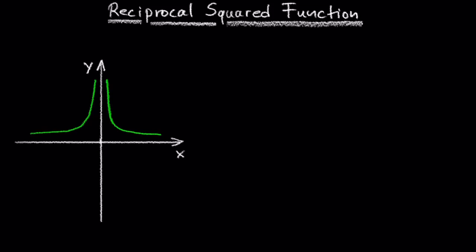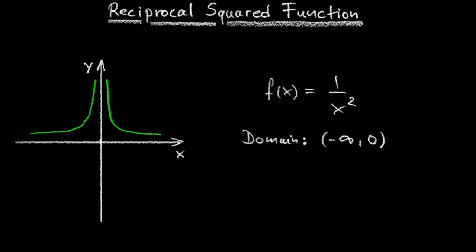What is the domain and range of the reciprocal squared function f of x equals 1 over x squared? If x is 0, then x squared is also 0. But we cannot divide by 0, so we must exclude 0 from the domain. So the domain of this function is all real numbers from 0 to negative infinity, and all real numbers from 0 to infinity. But again, 0 is not included in the domain.